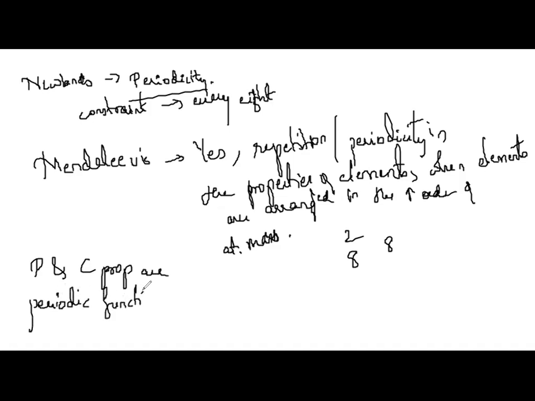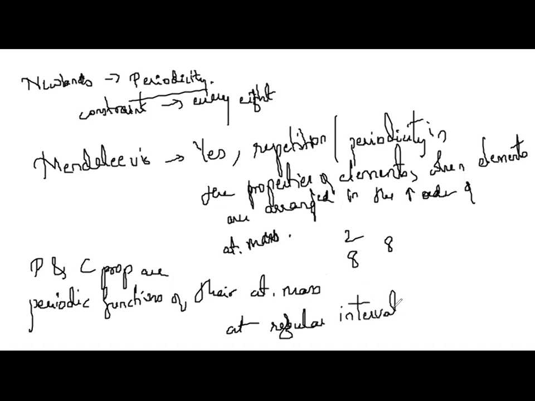Periodic functions of their atomic masses. What does this mean? It means that when elements are arranged in the increasing order of atomic masses, there is repetition in the properties of the elements at regular intervals. At regular intervals, not exactly every eighth element. At regular intervals of what? At regular intervals of atomic masses.